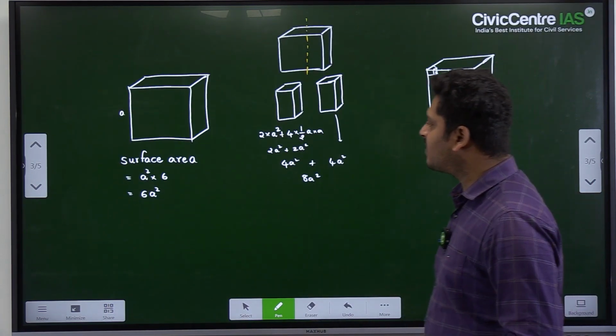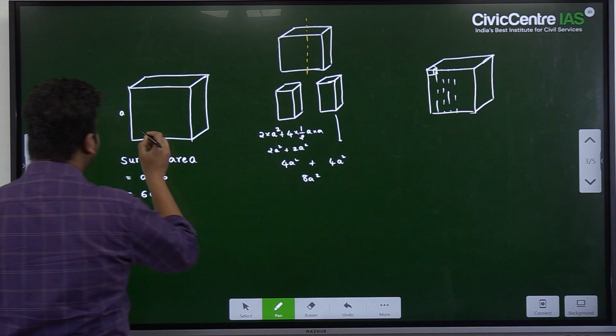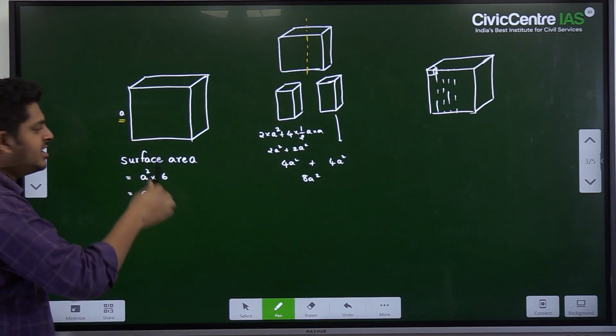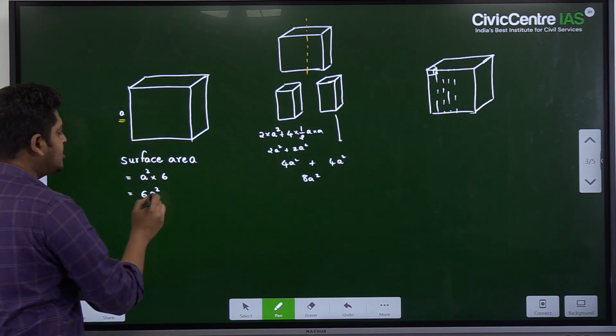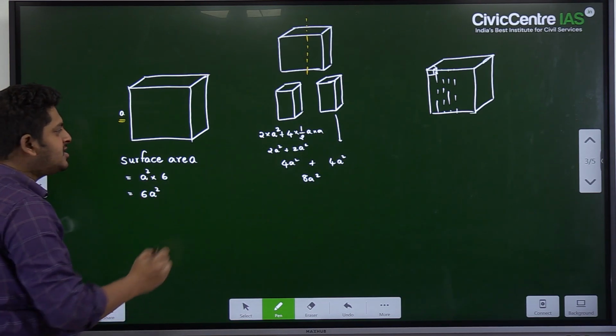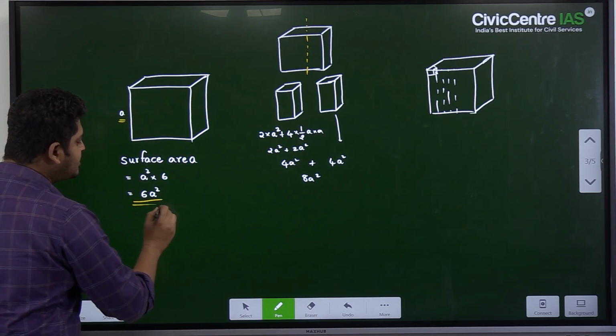Now, imagine a cube. Imagine a cube which has a side A. So the surface area of this cube is going to be 6a square because it has 6 faces, and the surface area is going to be 6a square.